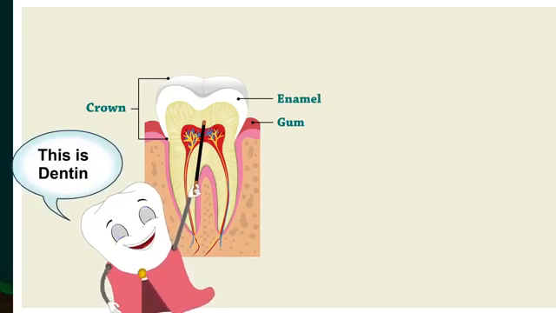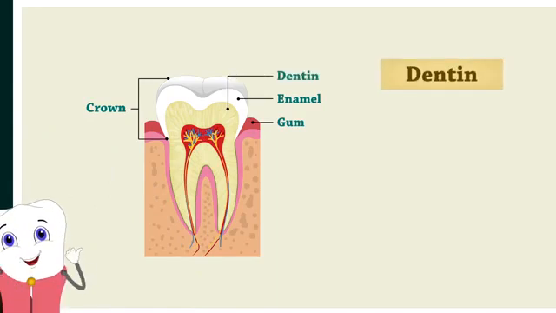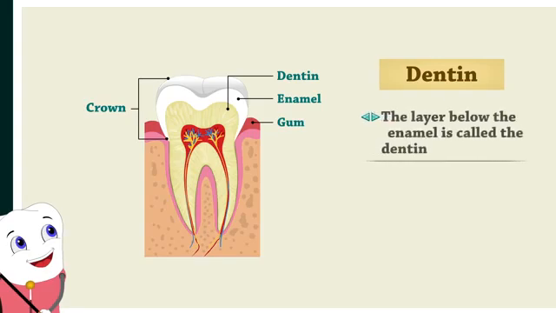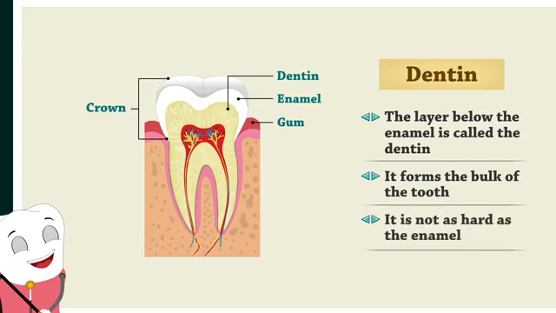This is dentin. The layer below the enamel is called the dentin. It forms the bulk of the tooth. It is not as hard as the enamel.